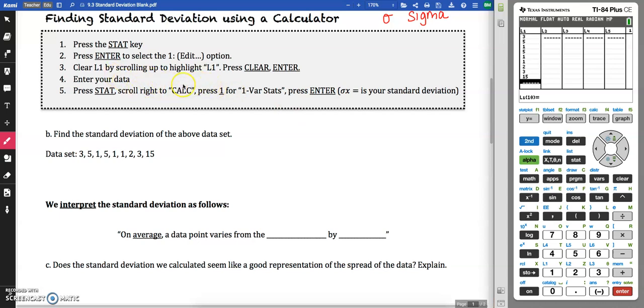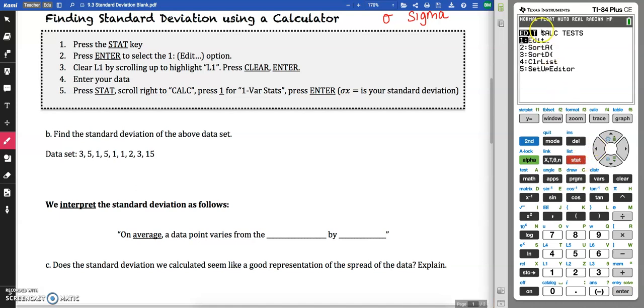And then to actually find the standard deviation, I'm going to click stat again. I want to calculate, so I'll scroll over. And this time we want number 1, called 1-Var Stats. We've done this operation before when we were making box plots, so it's the same place. So we're going to click enter on number 1. And now, depending on your calculator, you might see other options here. Just keep clicking enter until the information pops up.